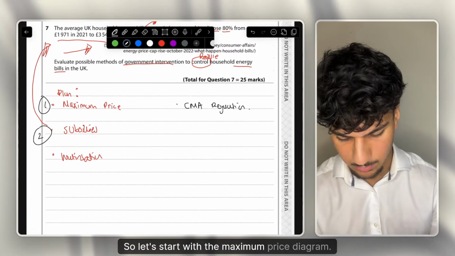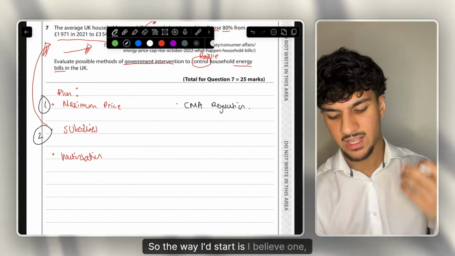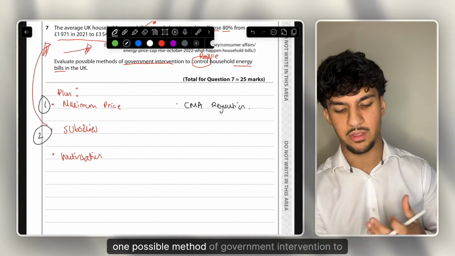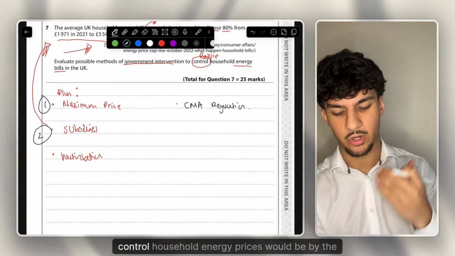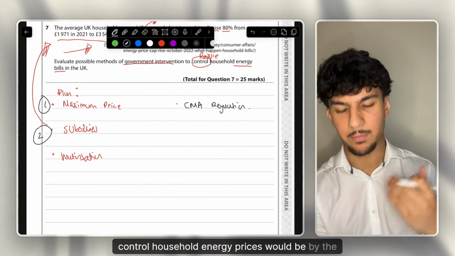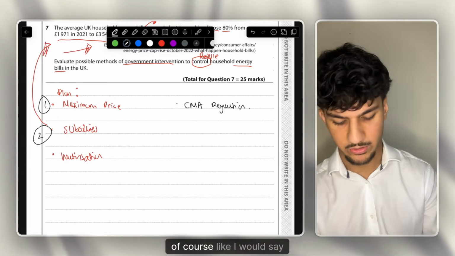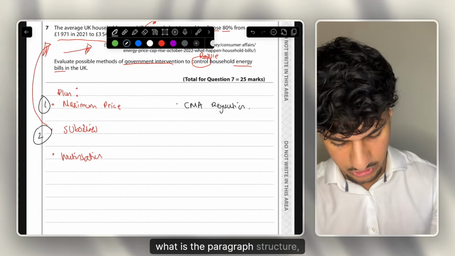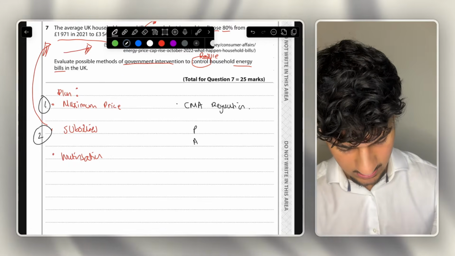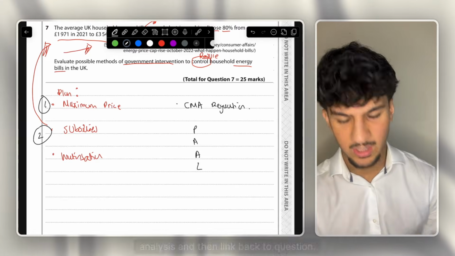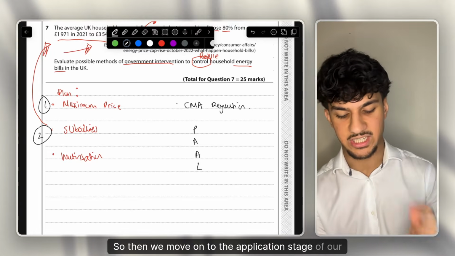But how would I do it? Let's start with the maximum price diagram. The way I'd start is: I believe one possible method of government intervention to control household energy prices would be the government setting a maximum price, or a price ceiling. Then, like I always say, what is the paragraph structure? Point, application, analysis, and then link back to the question. So then we move on to the application stage of our paragraph.